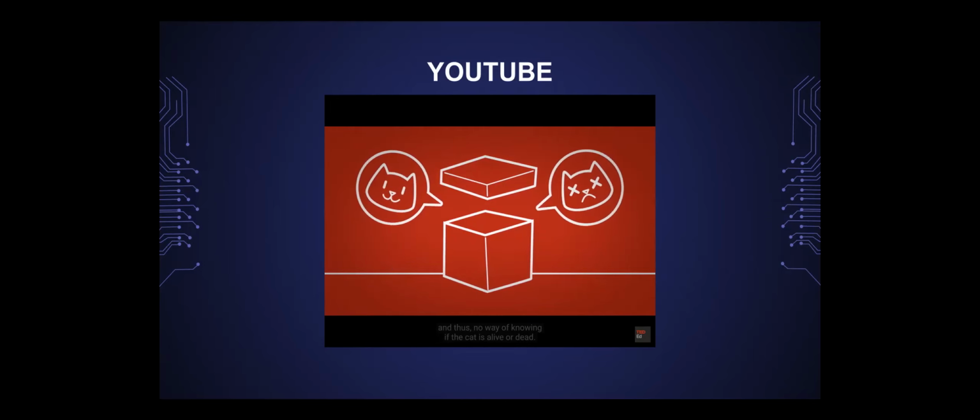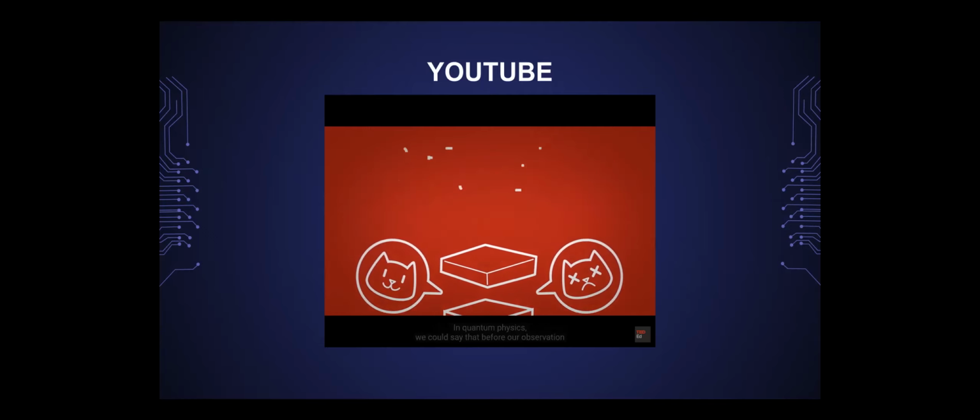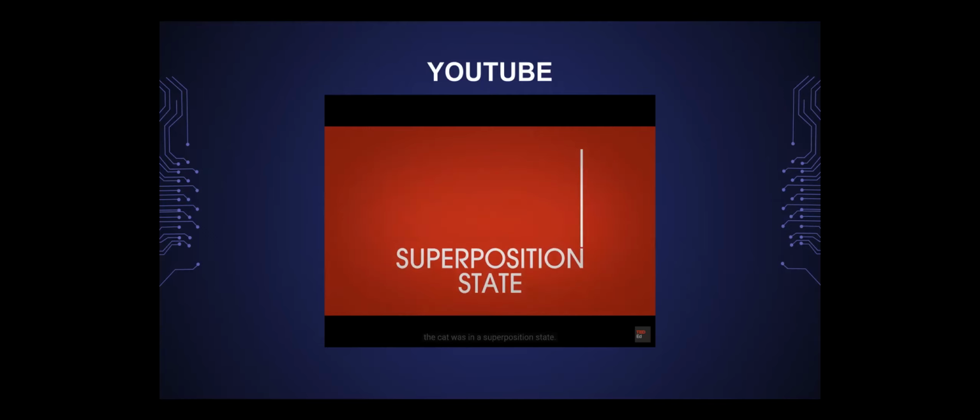Until we reopen the lid, there is no way of knowing whether the bomb exploded or not, and thus, no way of knowing if the cat is alive or dead. In quantum physics, we could say that before our observation, the cat was in a superposition state. It was neither alive nor dead, but rather in a mixture of both possibilities, with a 50% chance for each.